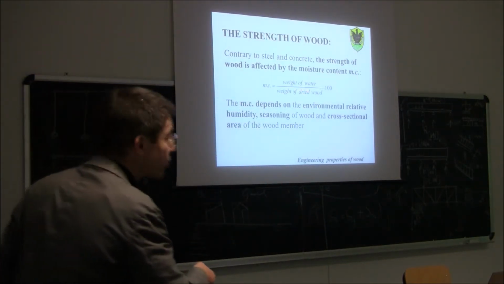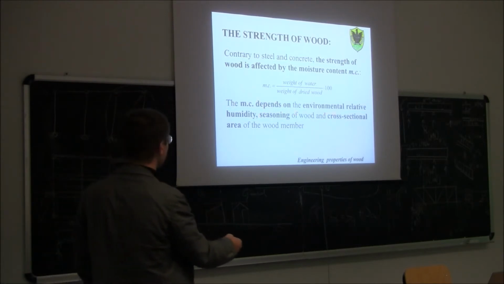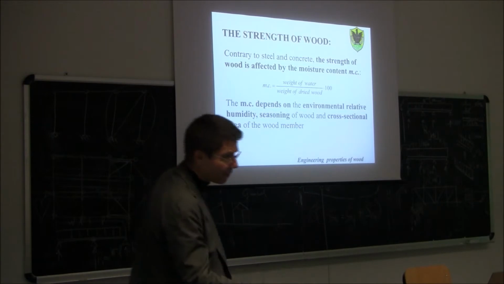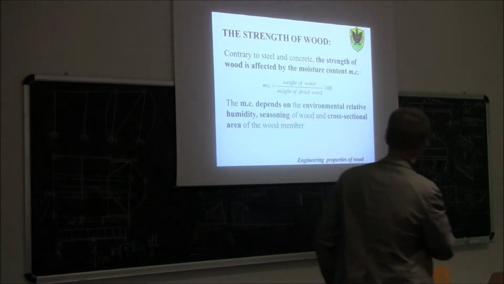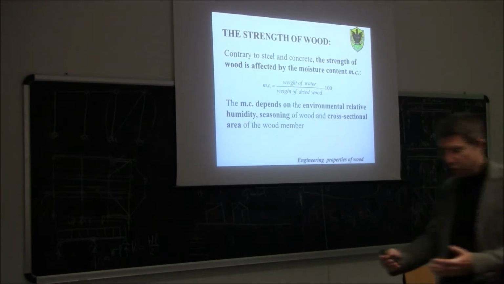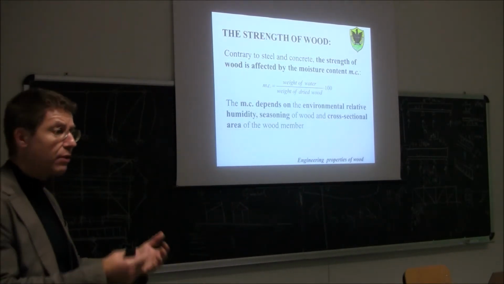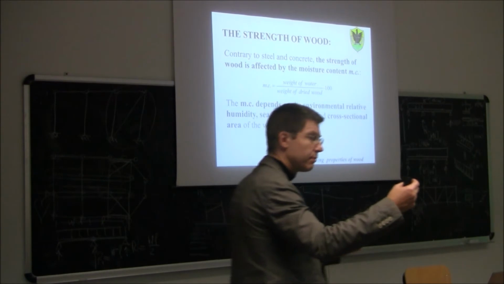Now we are talking about the moisture content of wood, which is something different. We said the moisture content depends, first, on the environmental relative humidity and temperature. Second, on the seasoning of wood. What does seasoning of wood mean? In Italian we would say stagionatura del legno. Seasoning means that we cut our wood, and once we cut our wood, we make it season. So we expose it to the environment, and we wait some time in order to allow the wood to dry.